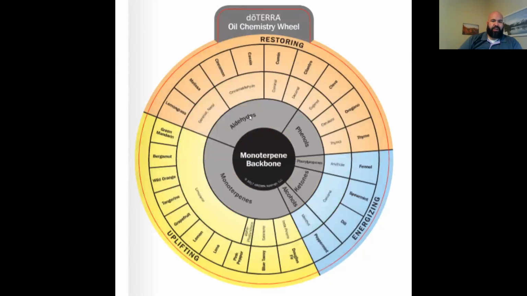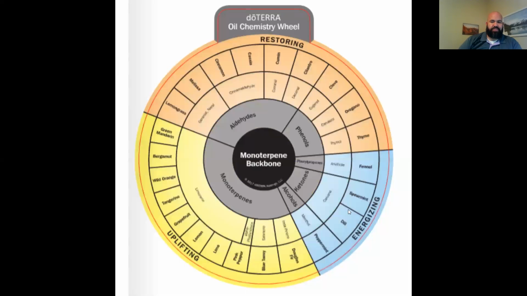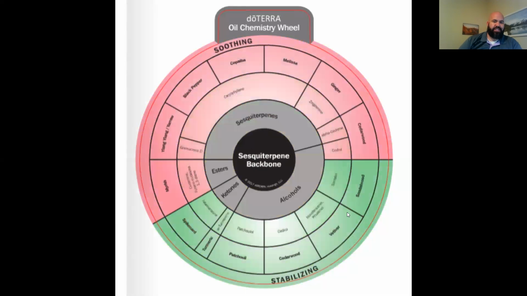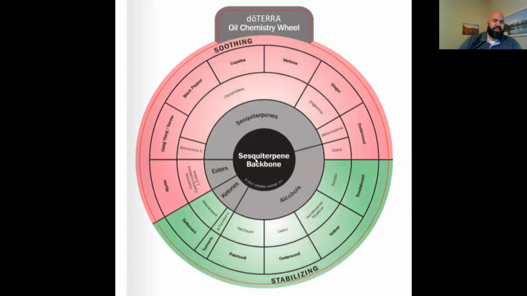Inside of that, we've got the aldehydes over here. This picture isn't super good, so I can't even really see it. But like the phenols and thymol, and we know that's in thyme, so that's something that can help with restoring. The phenylpropenes, ketones, and you can just keep going through that. Each of these has different areas: restoring, uplifting, energizing, soothing, and stabilizing. And then, what are the other two? Restoring, clarifying, and calming. And this one's based upon that sesquiterpene backbone, right?